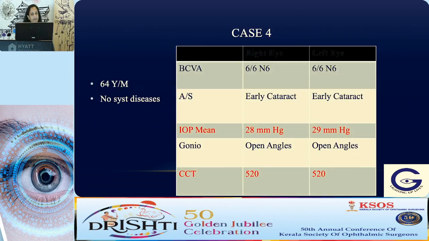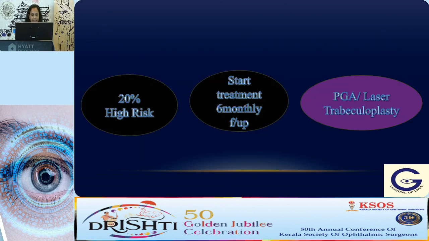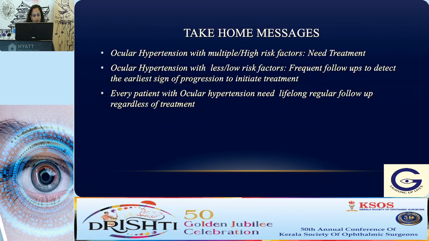Case 4 is the same as case 3, but the pressure has increased to 28 and 29 millimeters of mercury. Here there is high intraocular pressure and also thin cornea, multiple risk factors. And the sum of the points here came as 11, and the estimated 5-year risk is 20%. So this is again a high risk group, and we start treatment with a 6-monthly follow-up. Again, the treatment is either anti-glaucoma medications or laser trabeculoplasty.